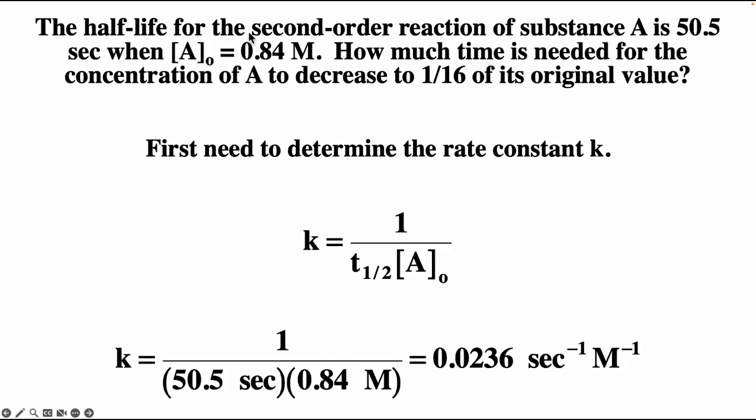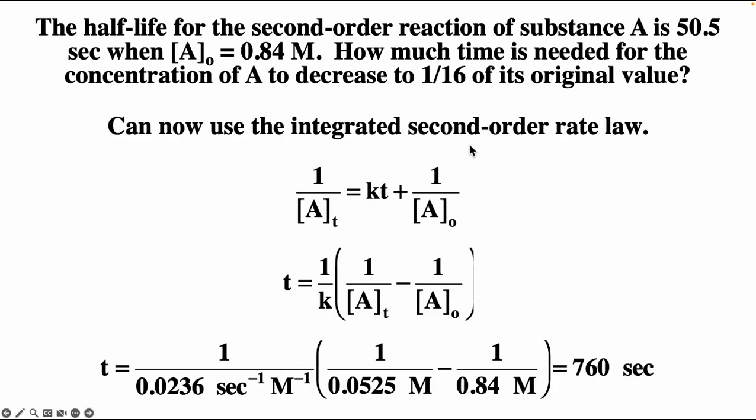So the half-life for a second order reaction of substance A is 50.5 seconds when the initial concentration is 0.84 molar. How much time is needed for the concentration of A to decrease to 1/16 of its original value? And so first we need to determine the rate constant. And so k is equal to 1 over t half times our initial concentration. So we're given these numbers, and it gives us a rate constant of 0.0236 per second per molar.